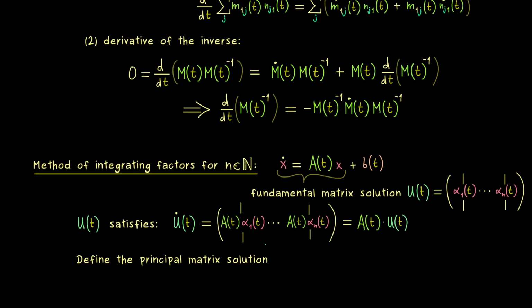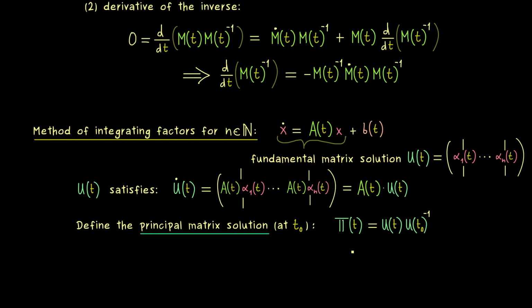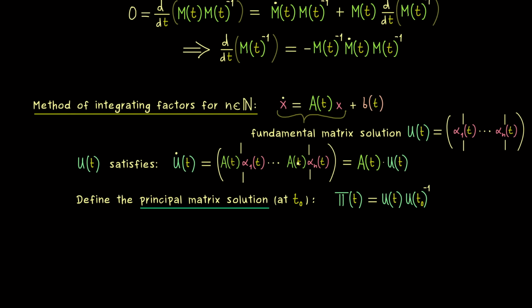And now, as in the one-dimensional case, we can choose a really particular solution, so this one we call the principal matrix solution. And this one is also given with respect to an initial value problem, so we say it's the principal matrix solution at t0. And the common name we have for that is just a capital Pi. And then this Pi of t is just defined as U of t times U of t0 inverse. So please keep in mind the inverse exists because we have a fundamental matrix solution. And therefore our Pi is also a fundamental matrix solution, but fixed with an initial value problem.